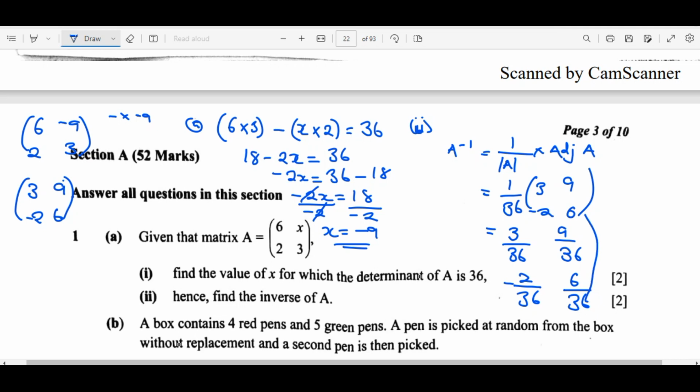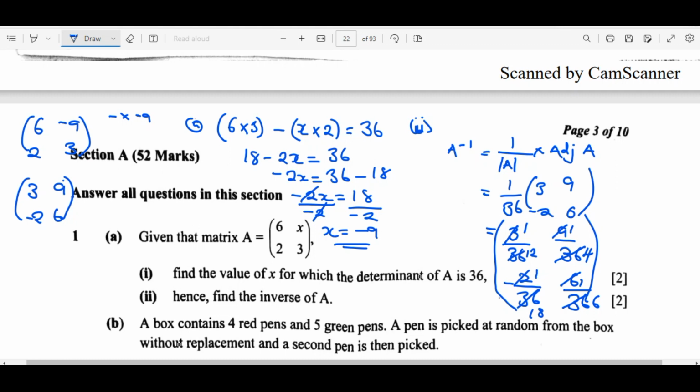Now we can reduce this. So 3 into 3 is 1, 3 into 36 is 12, and then here 9 into 9 is 1, and 9 into 36 is 4. Then 6 into 6 is 1, 6 into 36 is 6, and 2 into 2 is 1, 2 into 36 is 18 there.